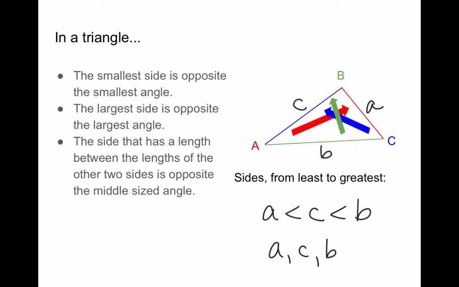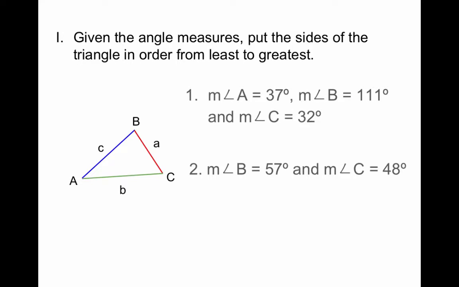So how can we apply this to problems that we have to be able to solve in geometry? Given the angle measures, put the sides of the triangle in order from least to greatest. If we actually have the angle measures, I don't even need to see my triangle. We already did this example on the previous page, but now we have 3 angle measures, and I want you to remember that this is not going to be drawn to scale.